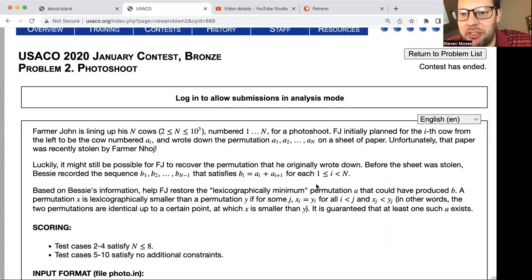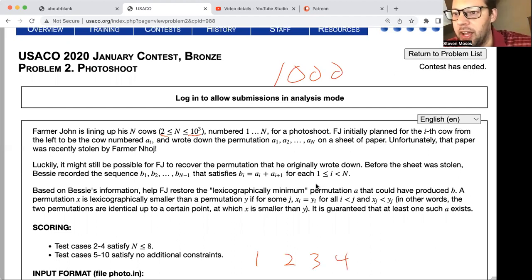Farmer John is lining up his N cows, where N is somewhere between 2 and 10 to the third, so 1,000 cows, numbered 1 to N for a photo shoot. Farmer John initially planned for the ith cow from the left to be the cow numbered Ai. So cows from the left: spot 1, 2, 3, 4. What they're saying is that the cow expected in spot 1, spot 2, spot 3, spot 4 is going to be represented by Ai. So A1, A2, A3, A4.